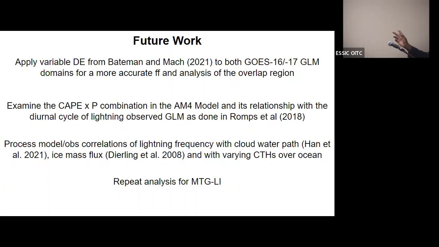And then looking at other proxies for lightning, like cloud water path, and also ice mass flux, and even digging more into the cloud top height, where we might vary the exponent there. And then a long-term goal is to do the same analysis for the lightning imager on the MTG satellite. So I think that's all. So sorry for the technical difficulties, and thank you for listening.